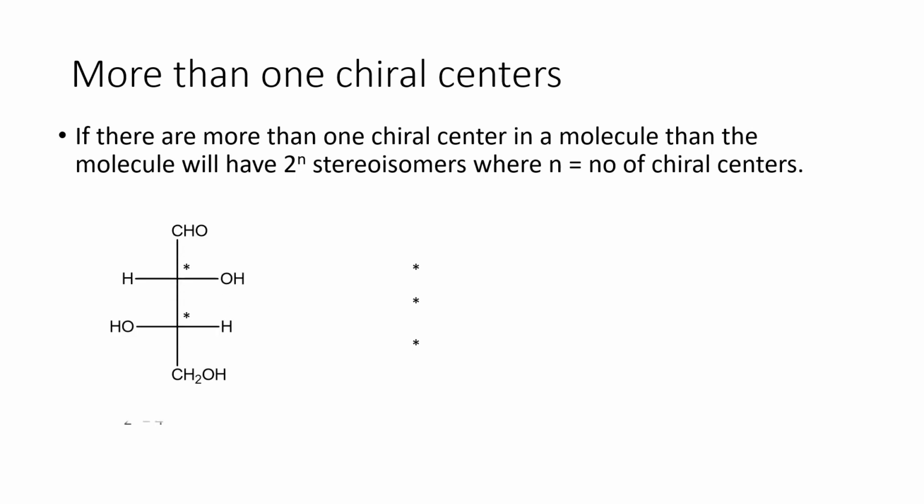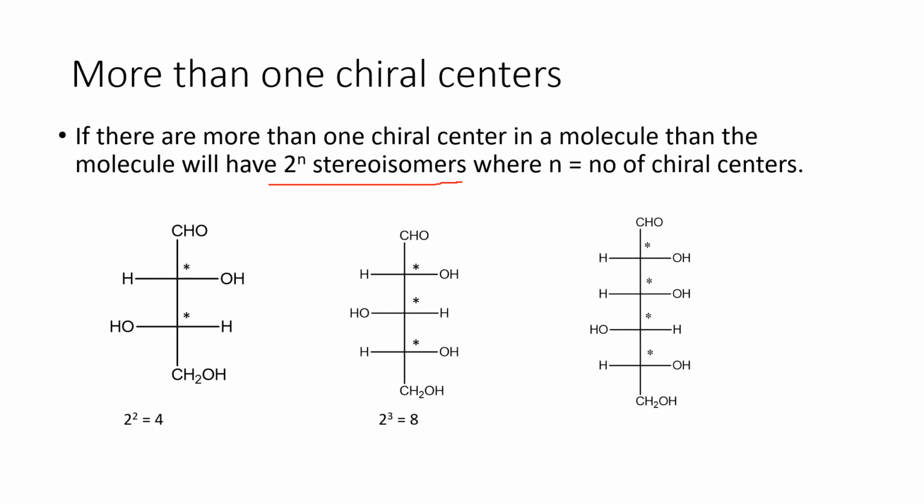So the next one is more than one stereo center. How many isomers are present for more than one chiral center? That is 2 to the power of n stereoisomers. Therefore, if we take this molecule, there are 2 stereogenic centers, so 2 to the power of 2, that is 4. And if we take these 3 stereogenic centers or chiral centers, whatever it may be, 2 to the power of 3, that is 8. And if we take glucose-like structures, we can assign it as 16. Therefore, there are 16 isomers for this molecule, which has 4 stereo centers.